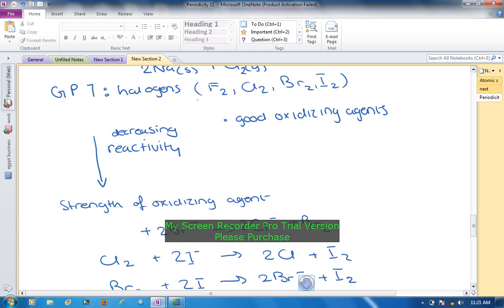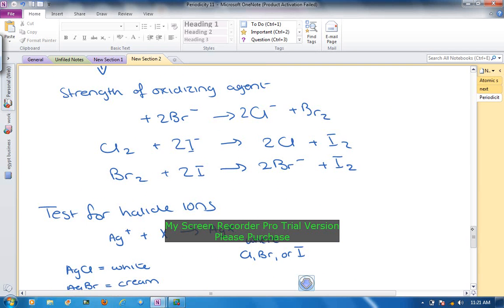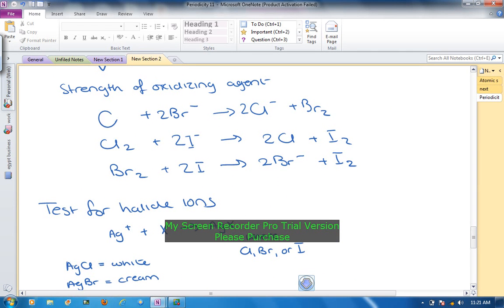Chlorine is a stronger oxidizing agent than bromine. And both chlorine and bromine are stronger oxidizing agents than iodine, so they can displace an electron from iodine. Here are some formulas that demonstrate how chlorine can displace an electron from bromine and from iodine, and how bromine can displace an electron from iodine.